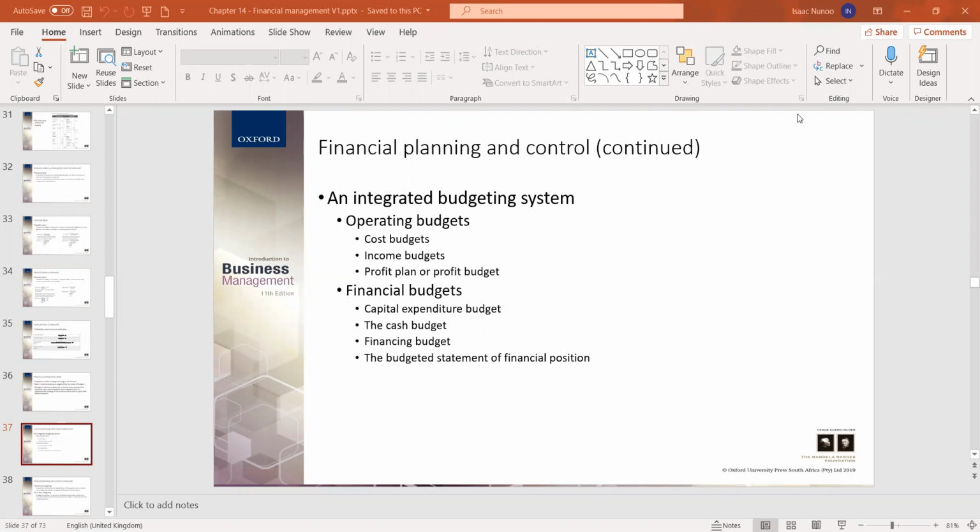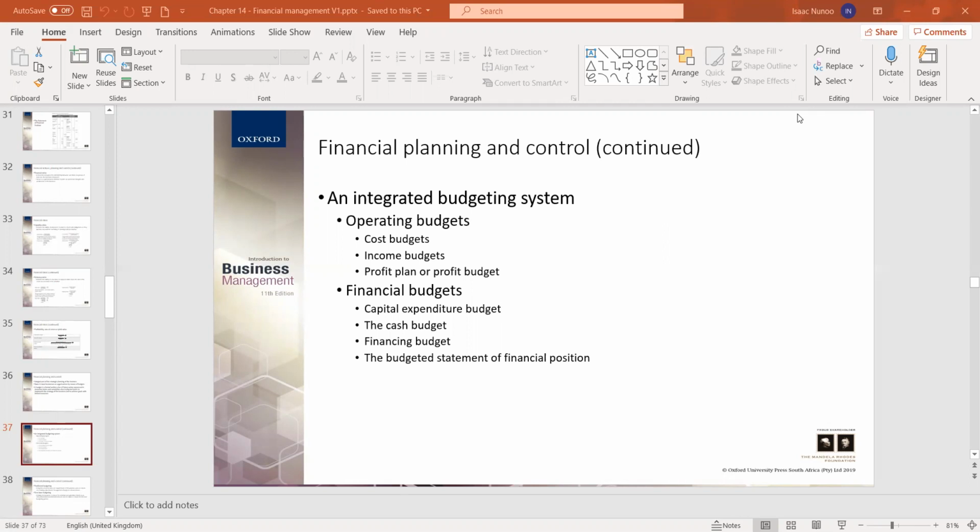Manufacturing cost budgets are used when output can be measured accurately. And we are seeing that discretionary cost budgets are used for a cost center in which output cannot be measured accurately.